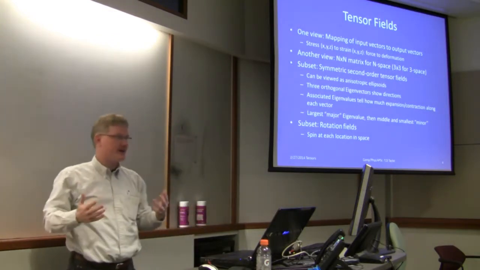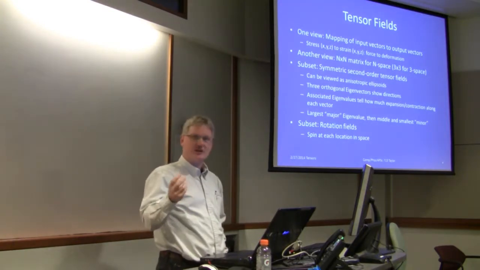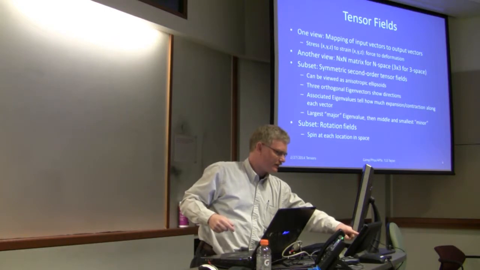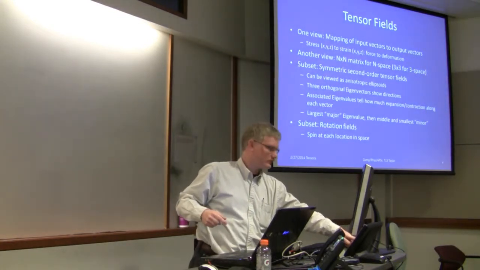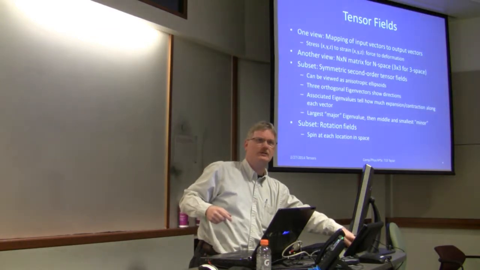Another view, a mathematical view, is an n by n matrix for n space. So it's a 3 by 3 matrix for 3 space. Now you multiply a vector by this matrix and it transforms it into another vector. So it's a function on vectors.